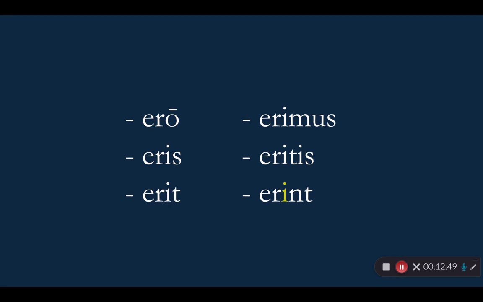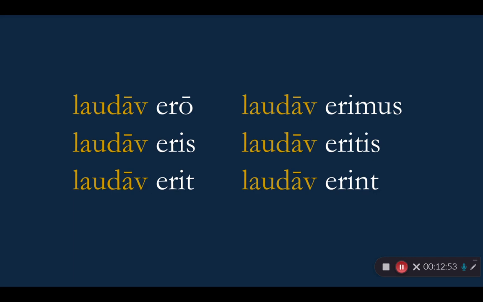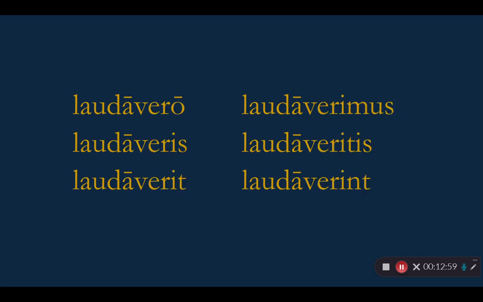All right, now let's put these future perfect tense personal endings onto our perfect stem from the verb laudo. And let's conjugate it aloud together in the future perfect tense. Laudavero, laudaveris, laudaverit, laudaverimus, laudaveritis, laudaverint.